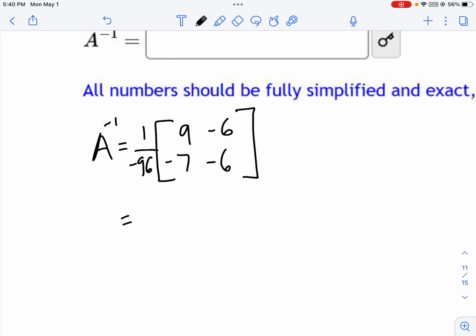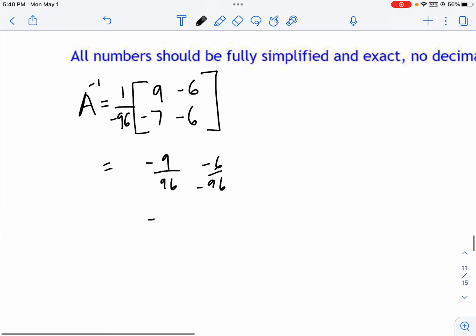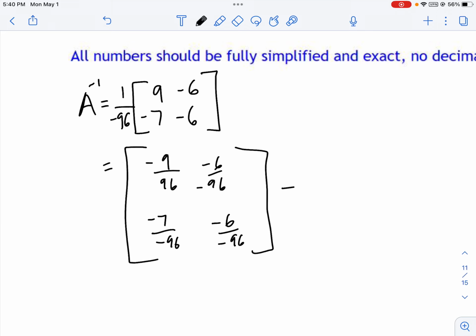Then all you do is bring that scalar through. So we have negative 9 over negative 96, negative 6 over negative 96, and negative 7 over negative 96 and negative 6 over negative 96. Then it's just a matter of simplifying that down. So negative 9 over 96 is actually going to simplify. 3 is the common number top and bottom. 3 goes into 9 3 times, so you have negative 3 over, and then 3 goes into 96 32 times.